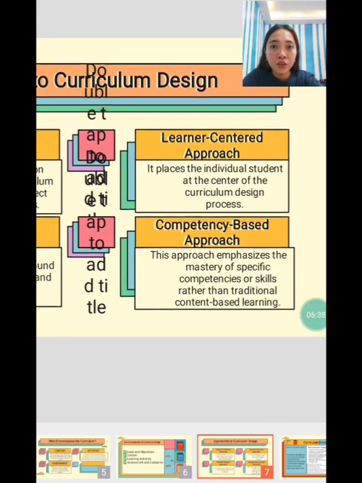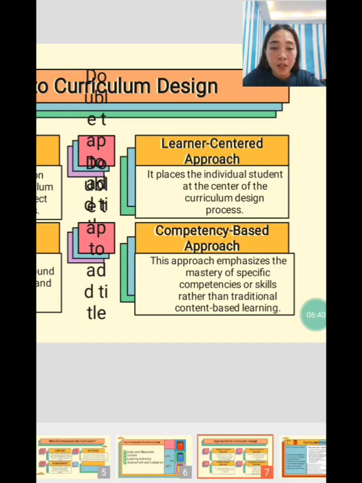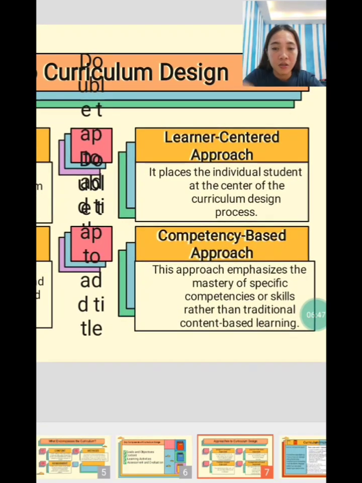Next is the learner-centered approach. It places the individual student at the center of the curriculum design process. So, it recognizes and responds to the students' interests, needs, and abilities, and aims to create personalized and meaningful learning experiences.